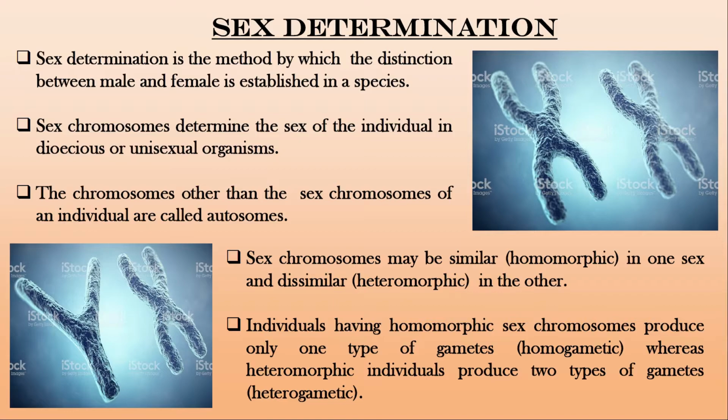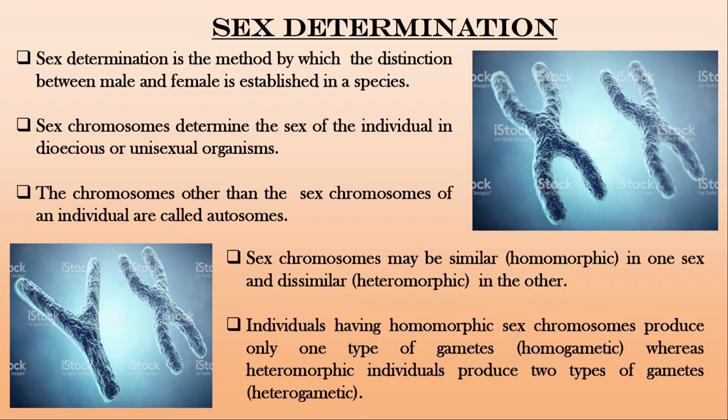Chromosomes other than the sex chromosomes of an individual are called autosomes. There are totally 23 pairs of chromosomes in human beings. Out of 23, 22 are called autosomes. They determine the other body characteristic features, whereas the last pair, the 23rd pair, is called the sex chromosome.